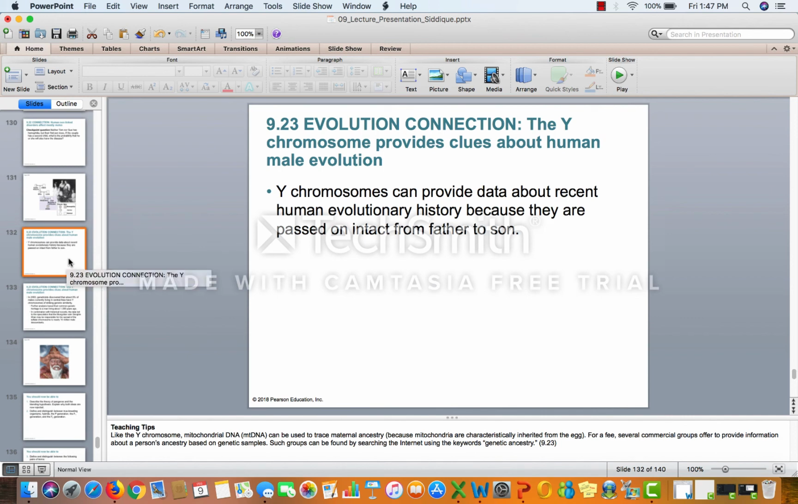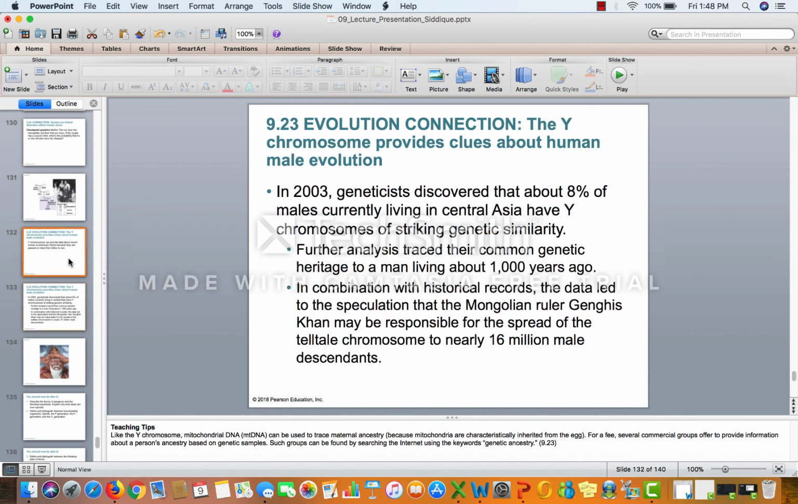So the Y chromosome provides clues about human male evolution. Y chromosomes can provide data about recent human evolutionary history because they are passed on intact from father to son. Like the Y chromosome, mitochondrial DNA can be used to trace maternal ancestry because mitochondria are characteristically inherited from the egg. It costs a little bit of money, but you can do a genetic ancestry test, right? So anyway, back to the Y chromosome.